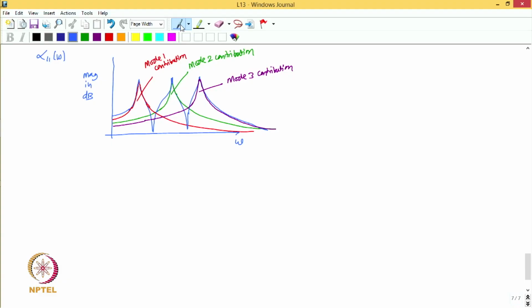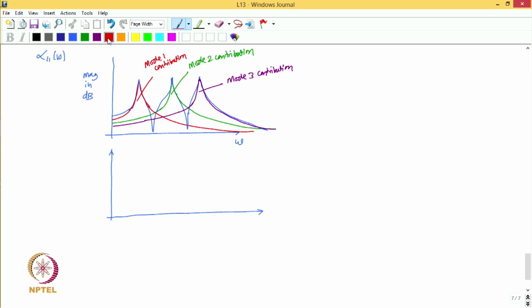Let us plot below this the sign of the modal contributions, because the sign of these modal contributions determines how they combine and generate the FRF magnitude. So let us plot the sign of the modal contributions here. Let us now take the sign of the mode 1 contribution when omega is less than the natural frequency of mode 1. Then the sign of that modal contribution is positive, because the denominator is positive.